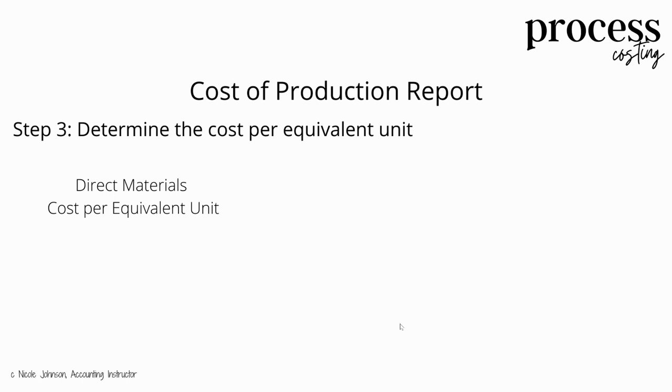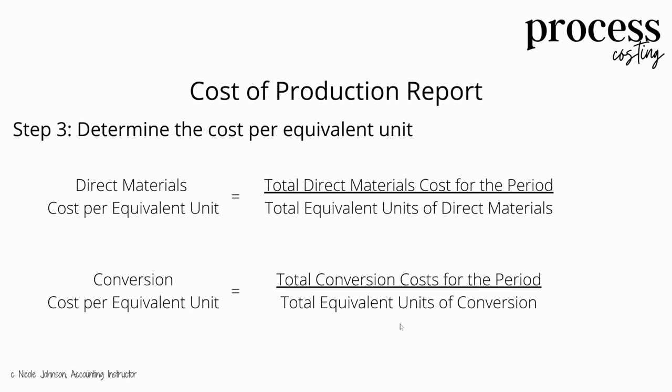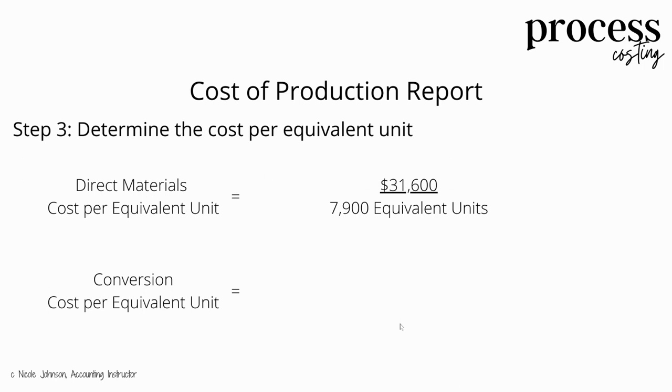To determine direct materials cost per equivalent unit, we take total direct materials costs for the period divided by total equivalent units of direct materials. To determine the conversion cost per equivalent unit, we take total conversion costs for the period divided by total equivalent units of conversion. So let's start with the direct materials cost per equivalent unit.